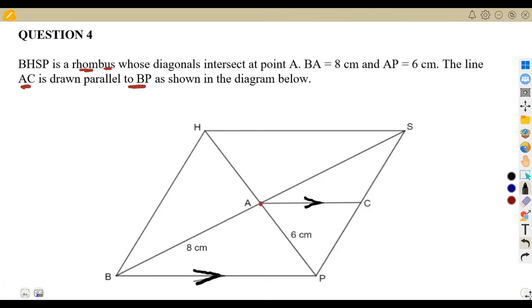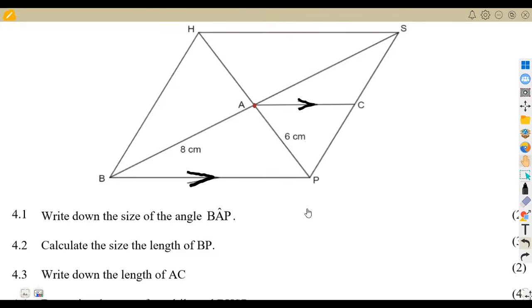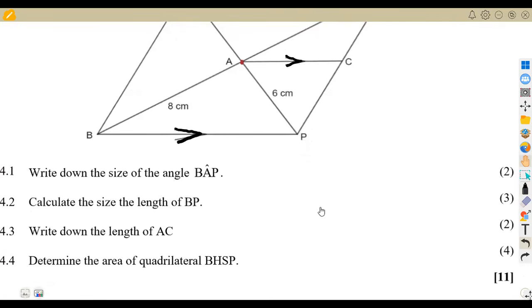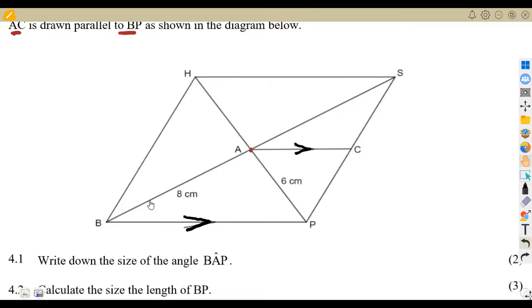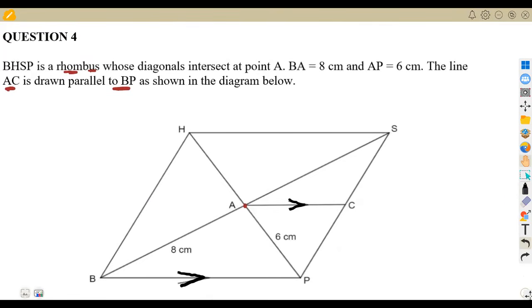Before you attempt the questions that follow, whatever you're given to calculate, like the size of the angles, you are supposed to understand the properties of the shape that you are given here. You are given a rhombus, which is a quadrilateral, and for the quadrilaterals, except for a trapezium and a kite, the rest, talk about a rhombus, a rectangle, a square, follow the properties of a parallelogram.